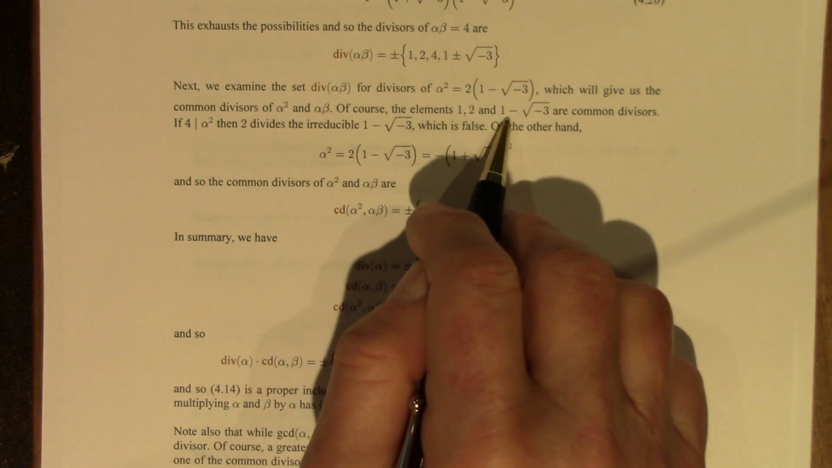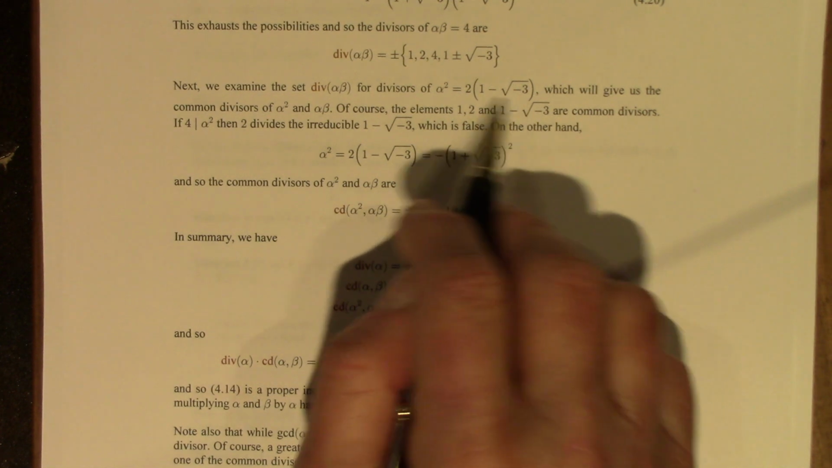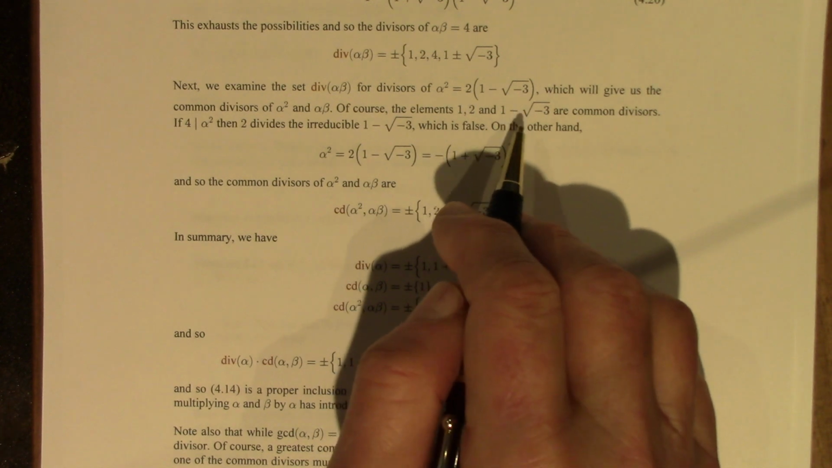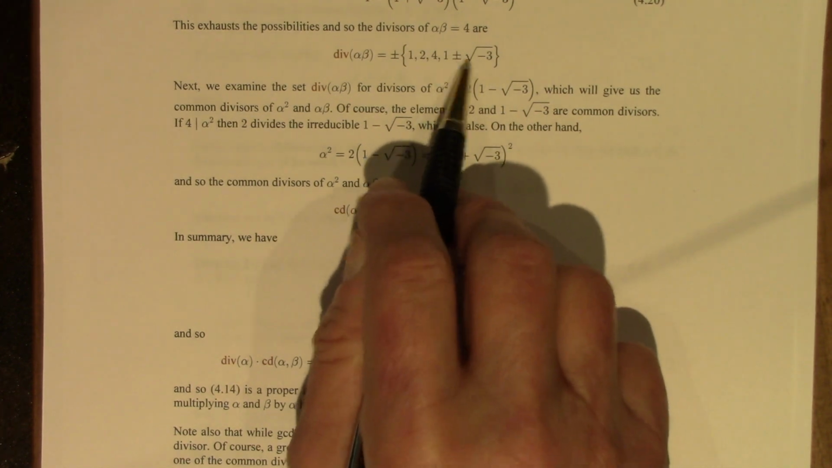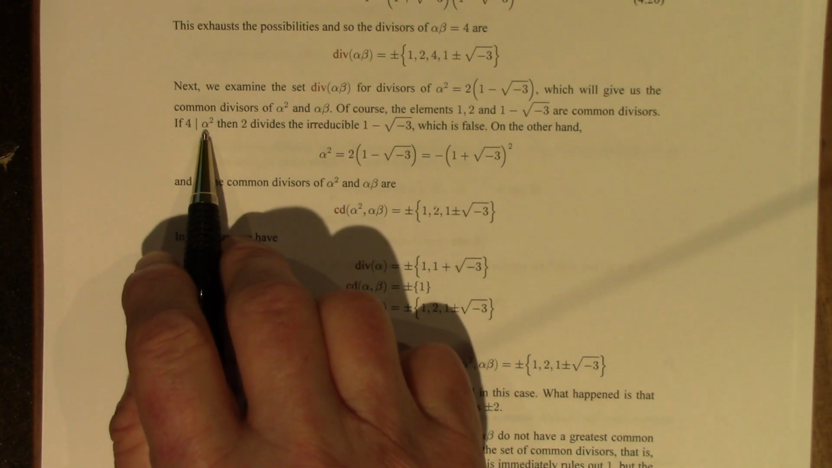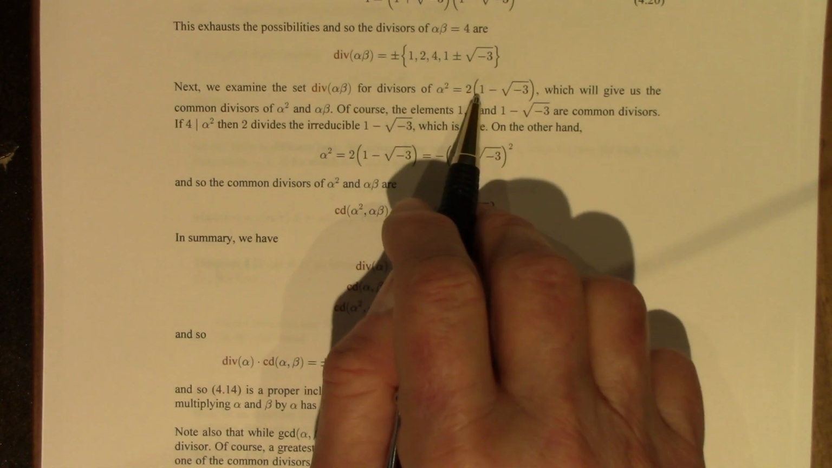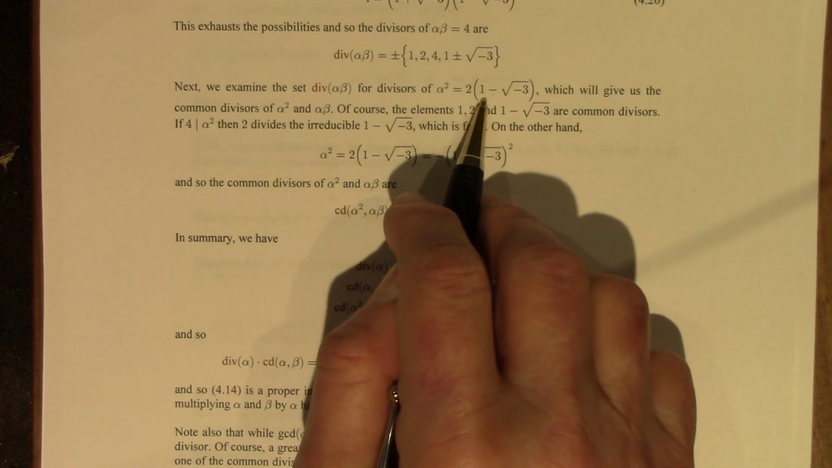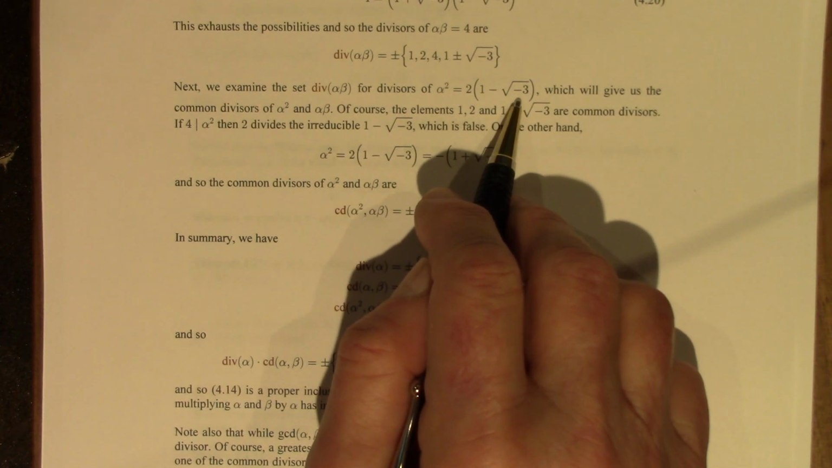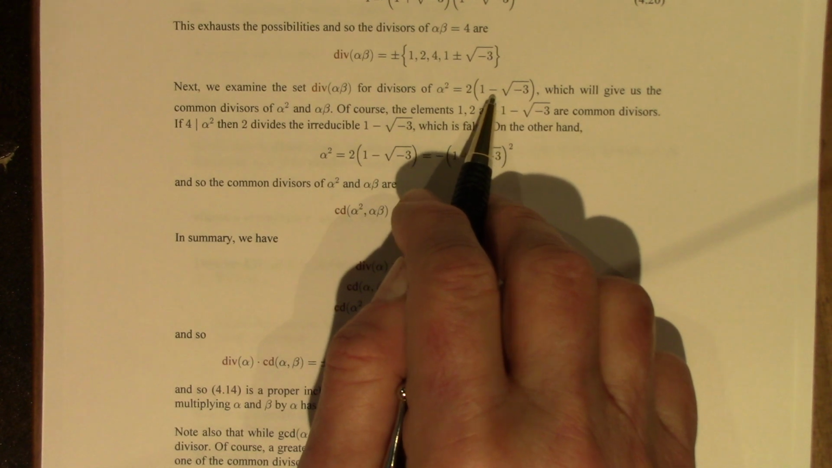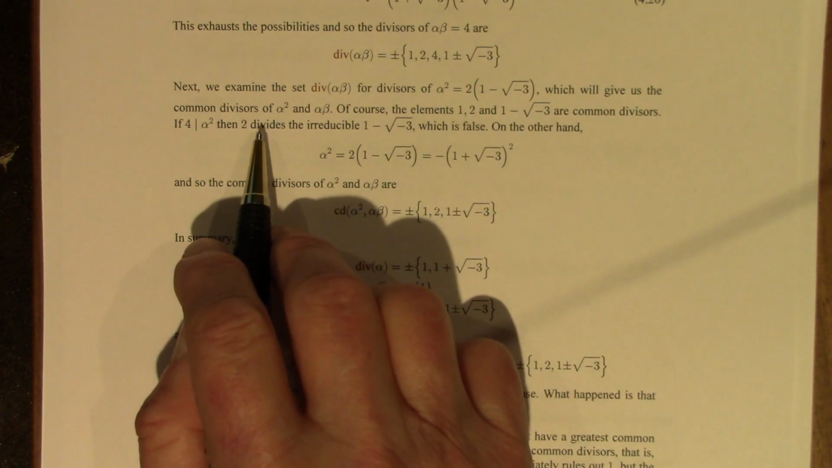Certainly 1, 2, and 1 minus square root negative 3 divide alpha squared, so they are common divisors. There's two other elements here to check. If 4 divides alpha squared, then 2 must divide 1 minus square root negative 3, but that's irreducible. 2 is not a unit, so that can't happen. So 4 is out. It's not a common divisor.